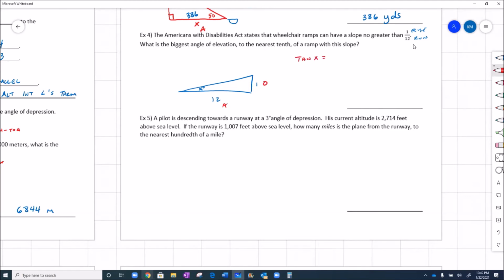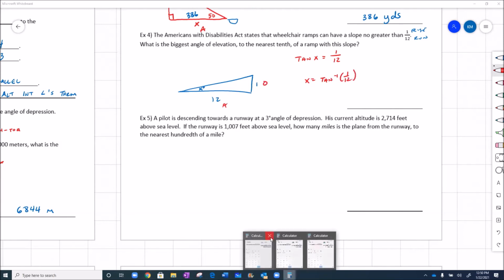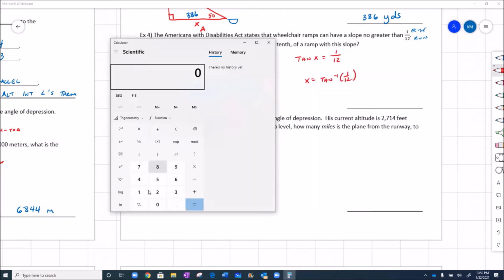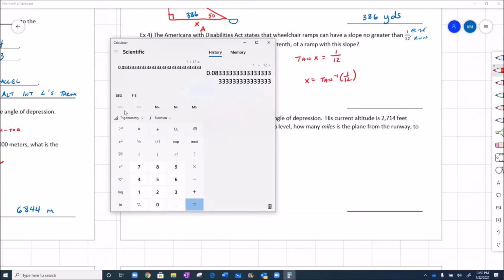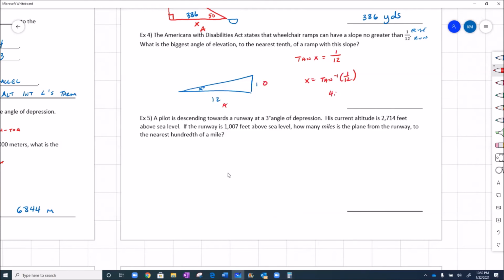Tangent x equals 1/12. To find out what x is, remember, we'll use inverse tangent. So x equals the inverse tangent of 1/12. Calculator, do your job. 1/12 and find inverse tangent. And that gives me 4.76. So that angle to the nearest tenth would be 4.8 degrees.